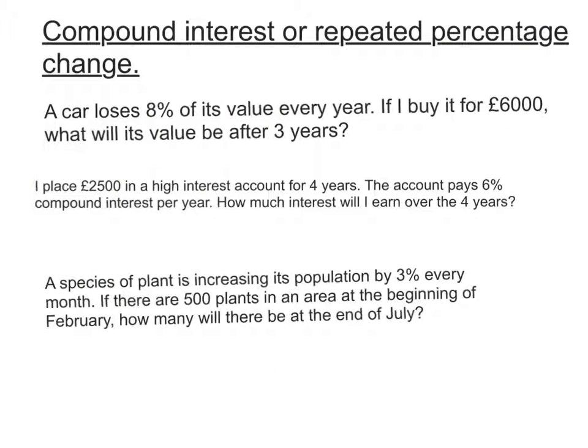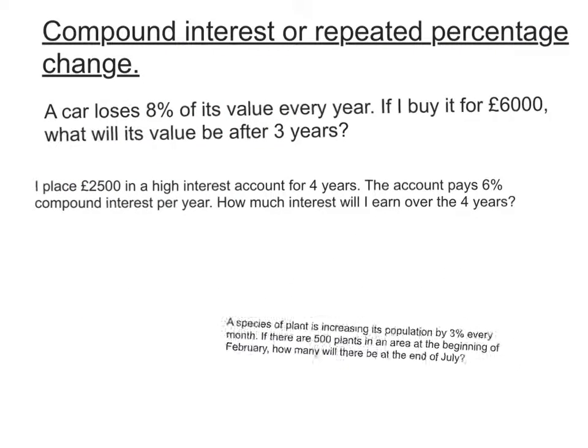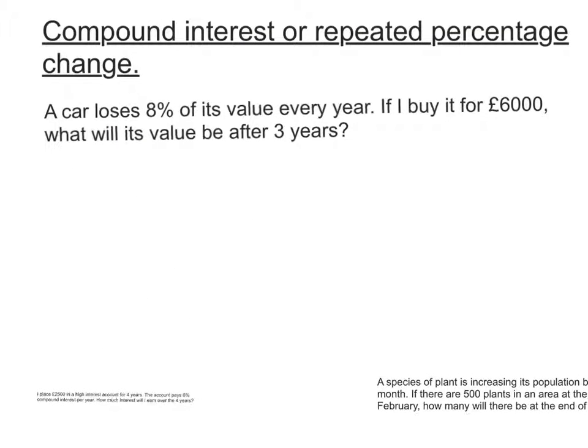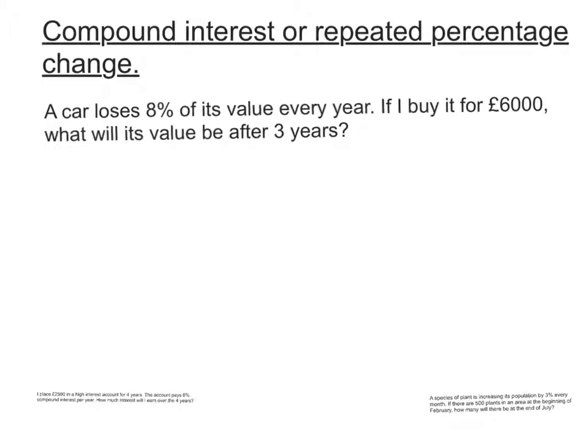Okay, final thing is compound interest or repeated percentage change. Now, this can take a lot of different forms. And basically this is when you have a percentage that is repeating itself. Now, if it is in terms of just literally interest in a bank account, they will tell you that it is compound interest as opposed to simple interest. But this question can take other forms, and I've given you a couple of other forms here.